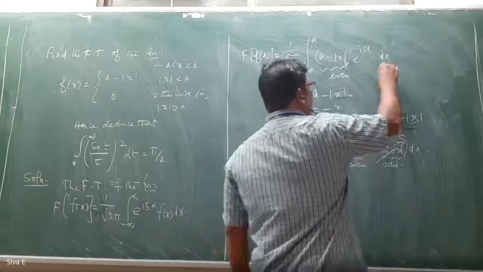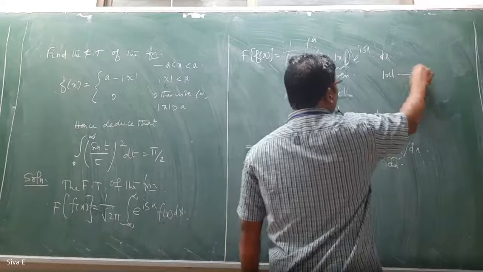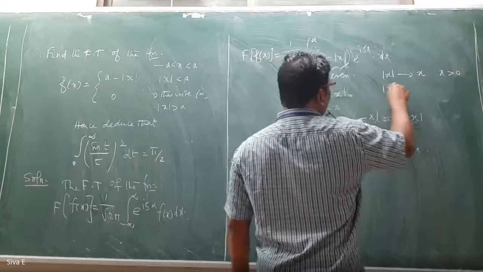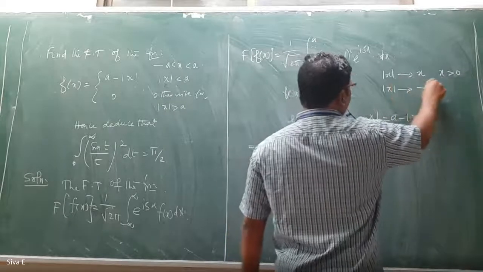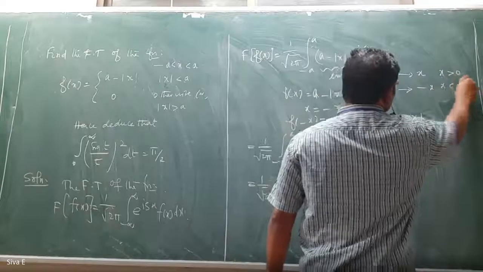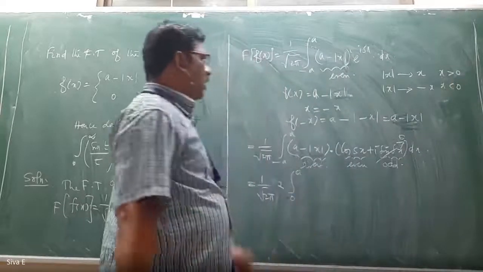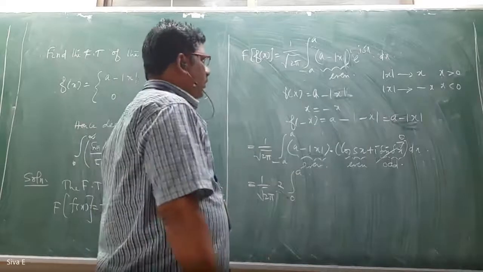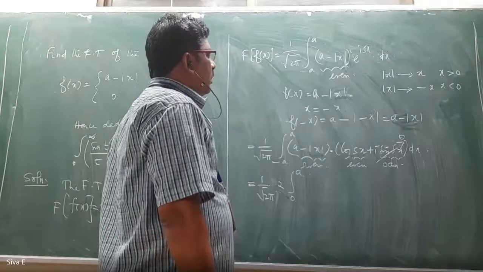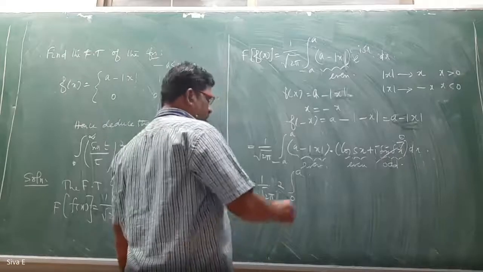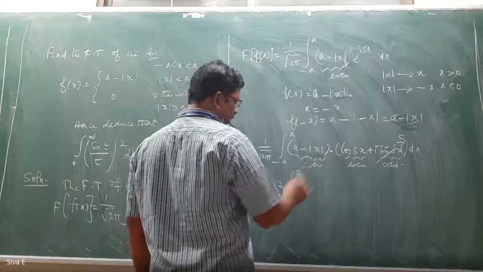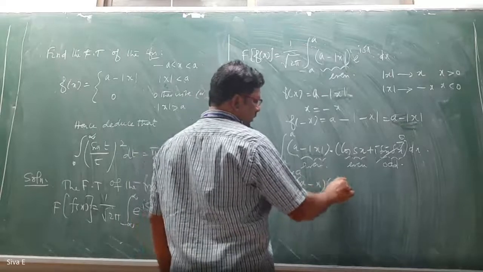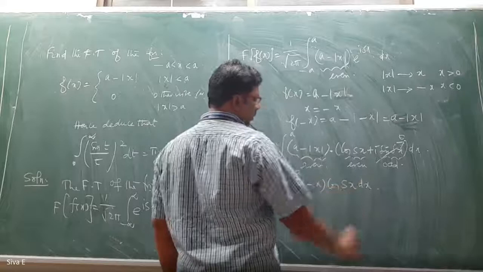You should know one rule. Mod x is x when x is greater than 0, and mod x is minus x when x is less than 0. But here mod x is x because x is greater than 0. So a minus x cos sx dx.